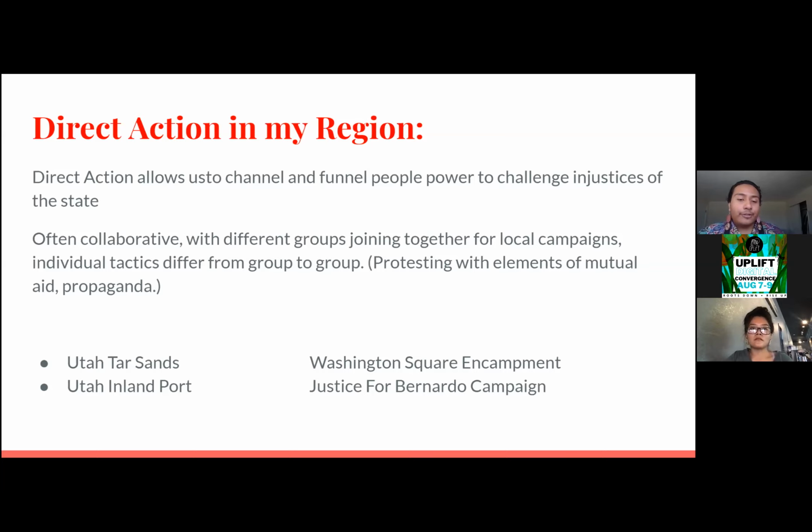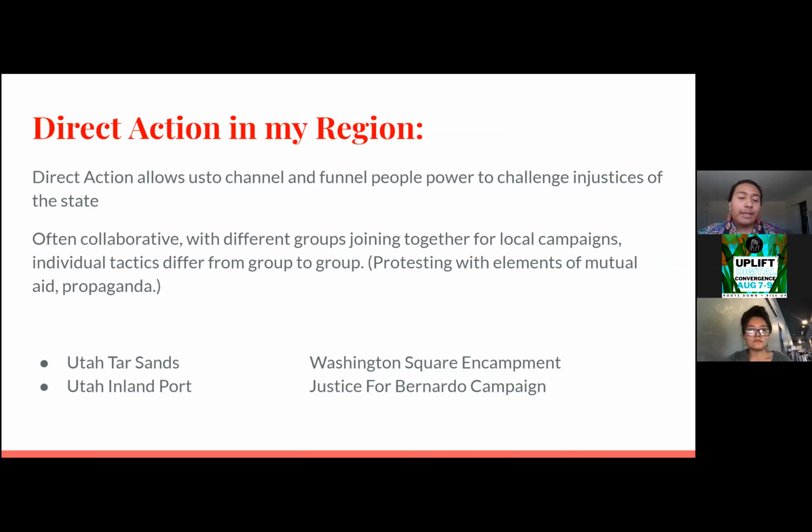Some examples personally that I've seen is the Washington Square encampment, which was a coalition put on by multiple organizing groups here, in which Washington Square, where the town hall is in Salt Lake City, was occupied, the outside area, in solidarity with unsheltered folks who were being forcibly removed from the area due to rising economic development projects, such as real estate and gentrification, and also the closing of multiple homeless shelters in the valley that were a place of shelter for people who did not have one.